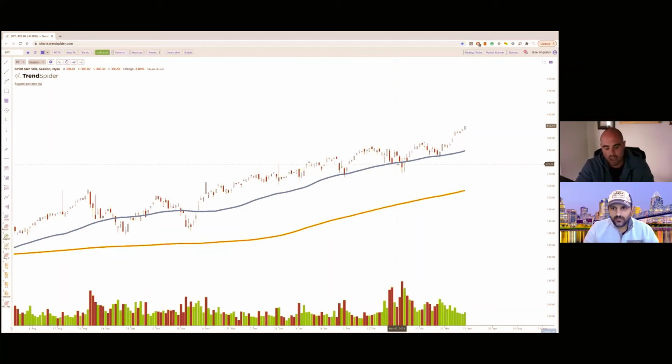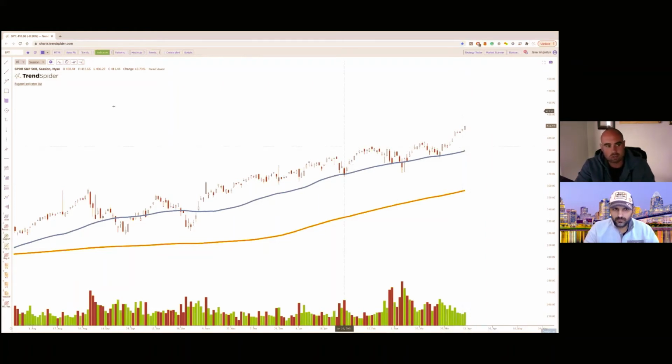Now, you have a simple moving average, and then you have an exponential moving average. The simple moving average is kind of how it sounds. It's a simple mathematical equation. You take the last 50 closes, you add them all up, you divide it by 50, and that's your moving average value for that most recent day.